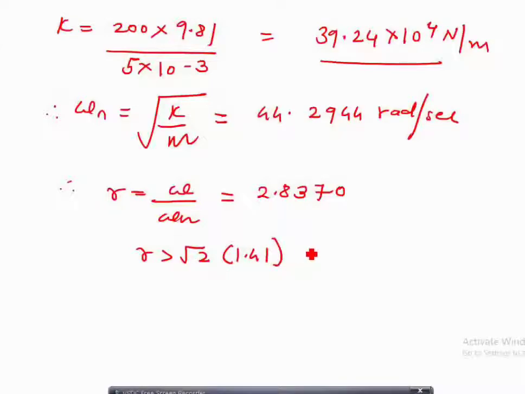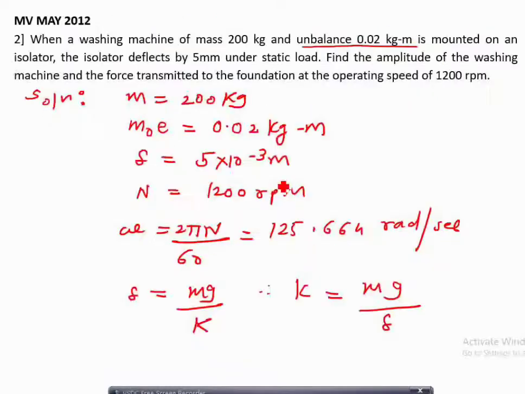Now look here, this r, that is the frequency ratio, is greater than root 2, 1.41. So as per the frequency response curve, when r is greater than root 2, we know that transmissibility is less than 1. That means you are getting better isolation. So isolation is greater at higher speed. Obviously your transmissibility should be less than 1 since r is greater than root 2, and r greater than root 2 is the significant value of the frequency ratio.